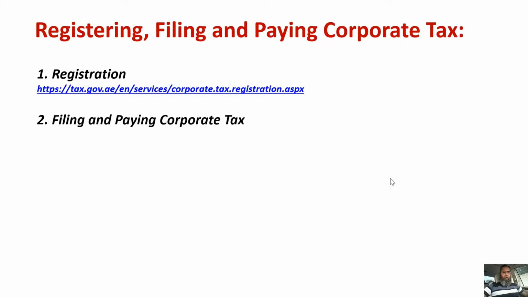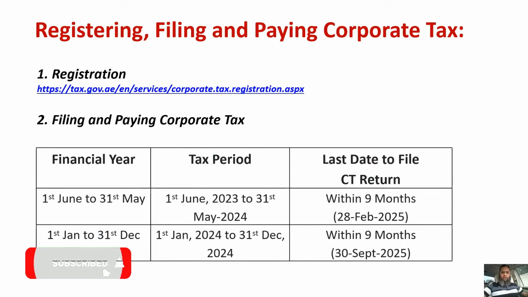So now we will see one table which will clearly explain all the things regarding the filing of the corporate tax return and the payment of the corporate tax liability. So here, as you can see in this table, there is the financial year, the tax period, and the last date to file the corporate tax return and to make the payment.